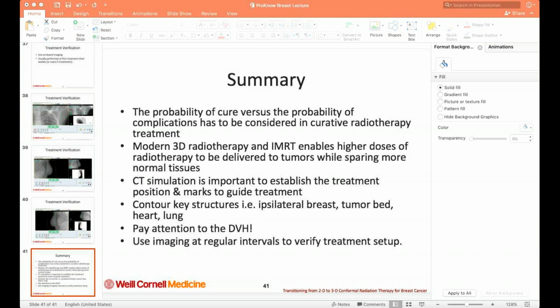If you don't have on-treatment onboard imaging, one other way you can verify is you can use your light field. For instance, look at the light field for the supraclavicular lymph node. That's one thing you should do.